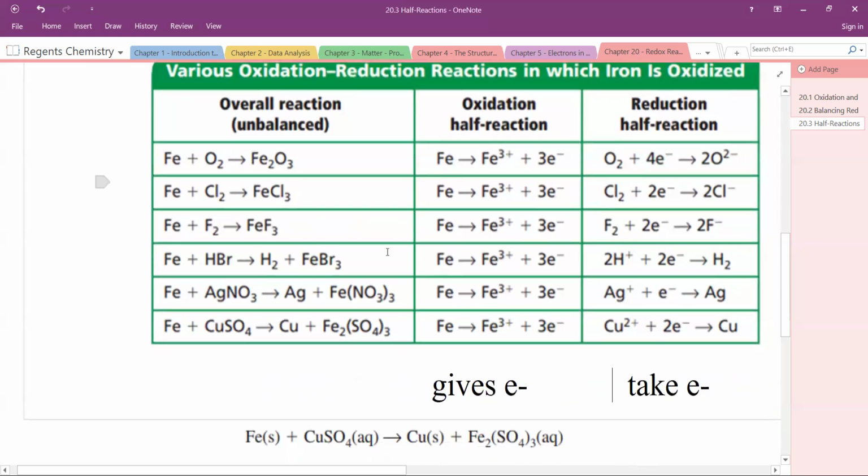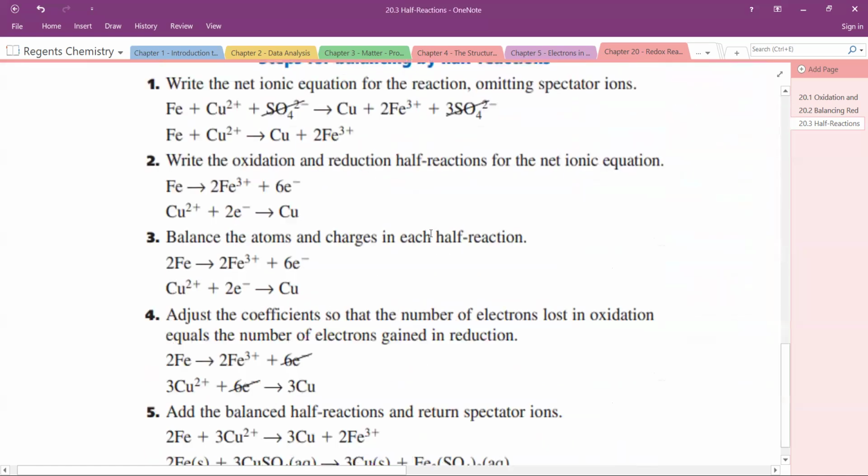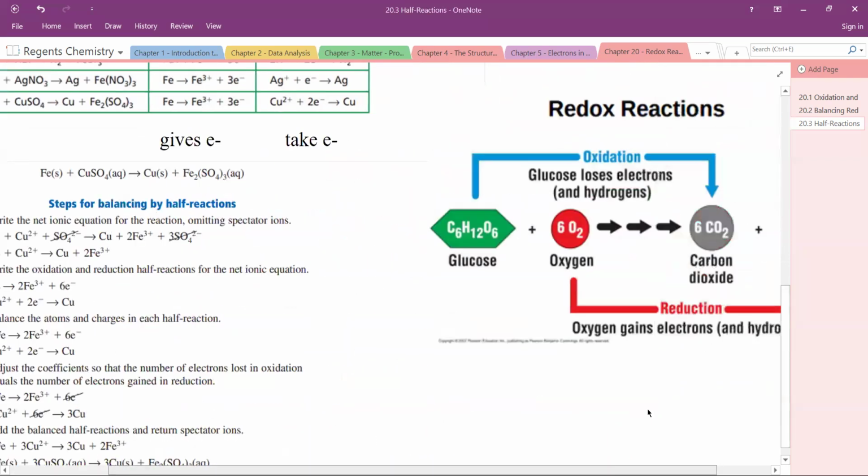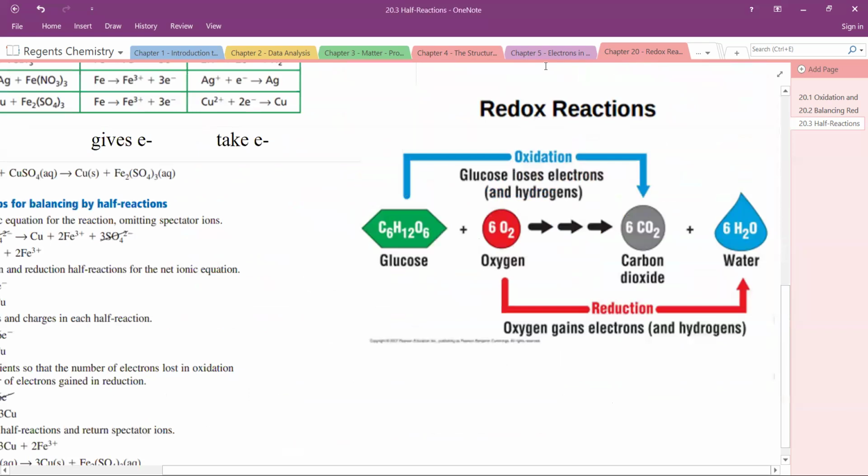So that is the useful process of separating these two processes into separate half reactions, the oxidation half and the reduction half. Now, first, I want to show you guys a very common redox process. You can see our respiration. This is our cell respiration.